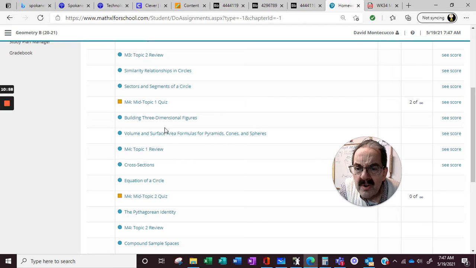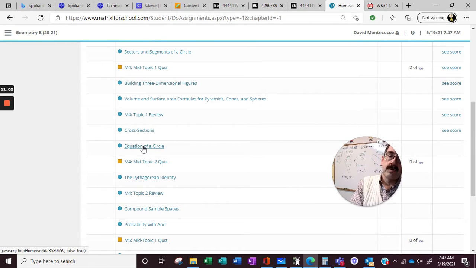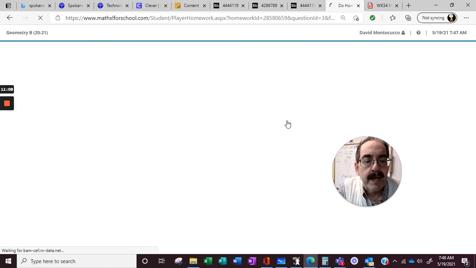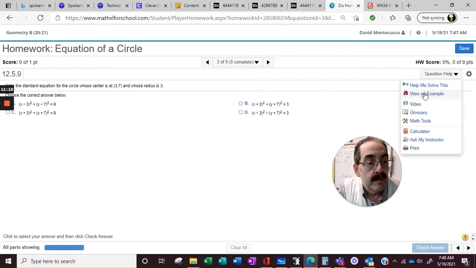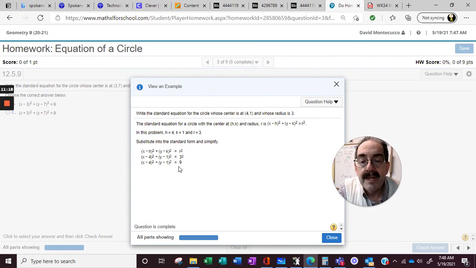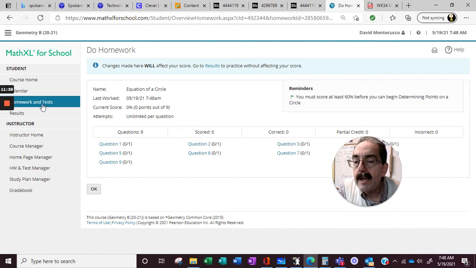So now we're at cross sections, equations of a circle. We don't teach circles this year, so feel free to click on one of these, and you could actually go through the examples. There's videos if you want. We don't actually teach this, but there's a formula you memorize so that you get the center of the circle.